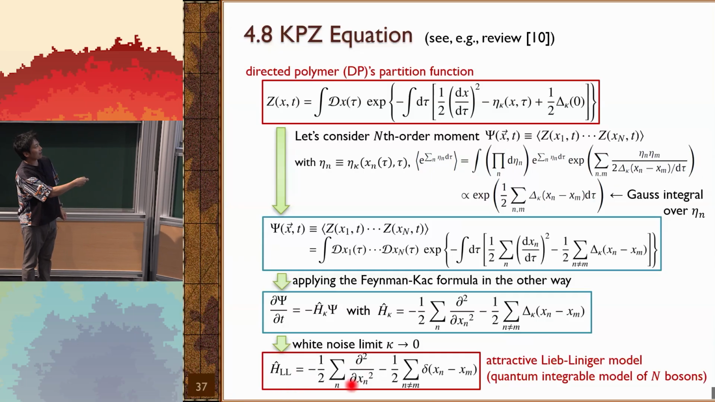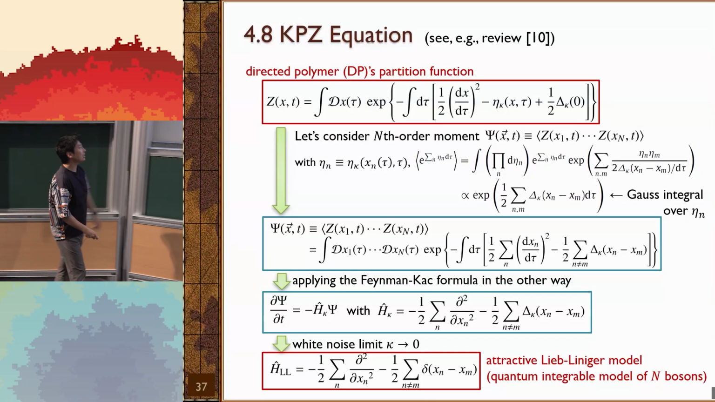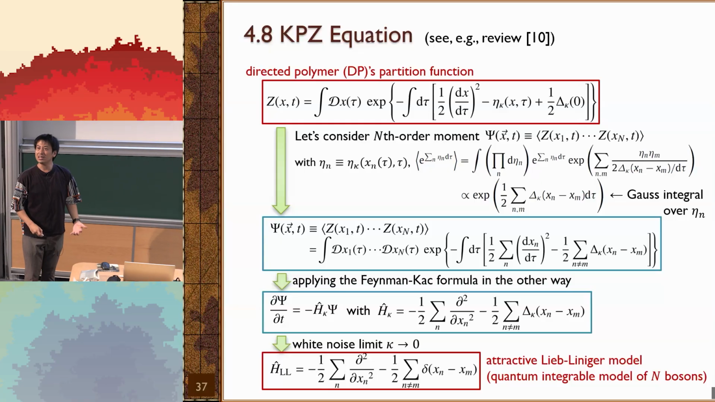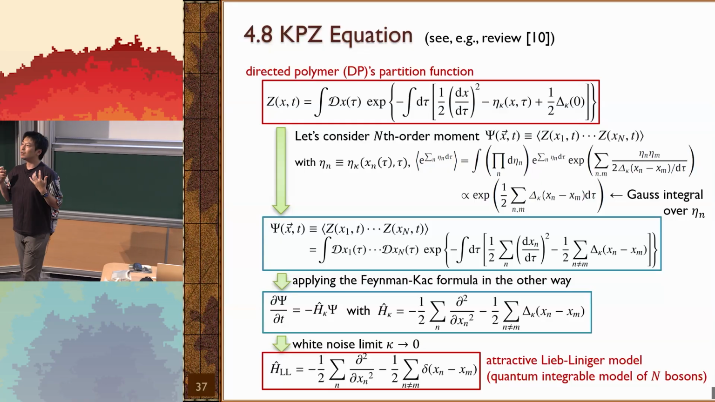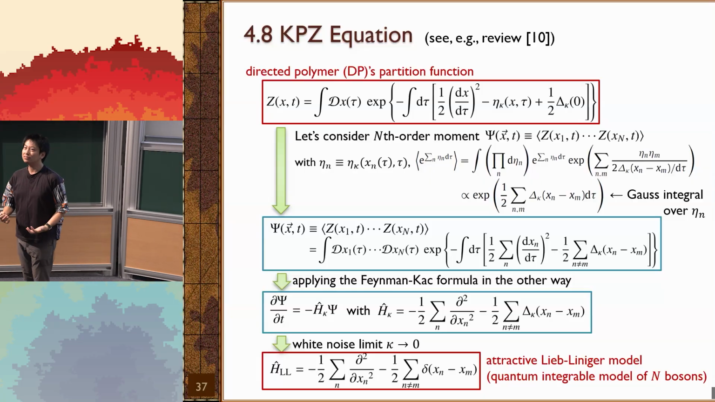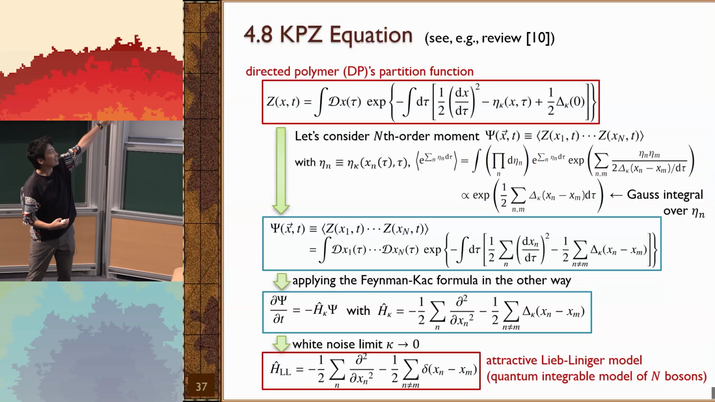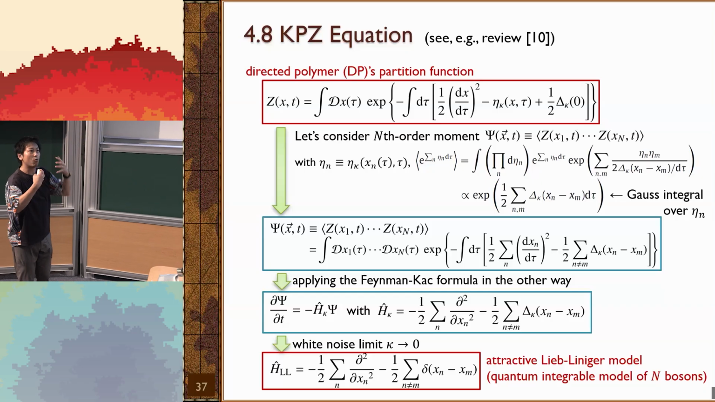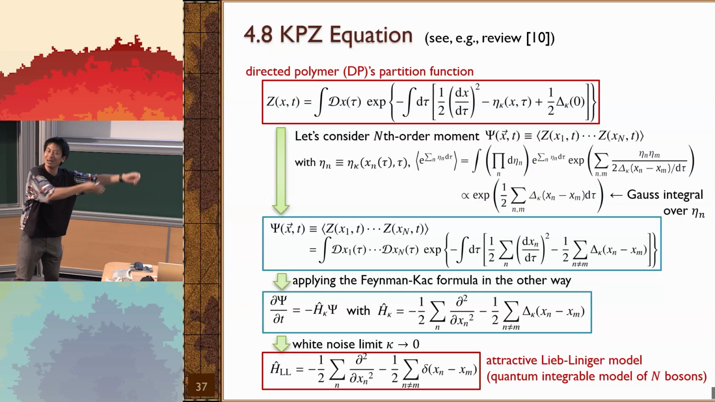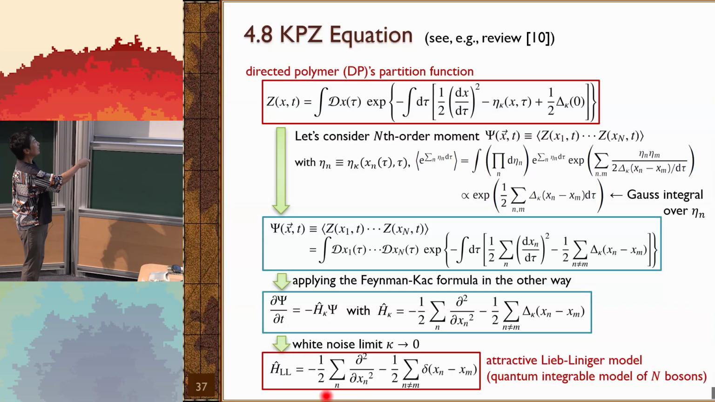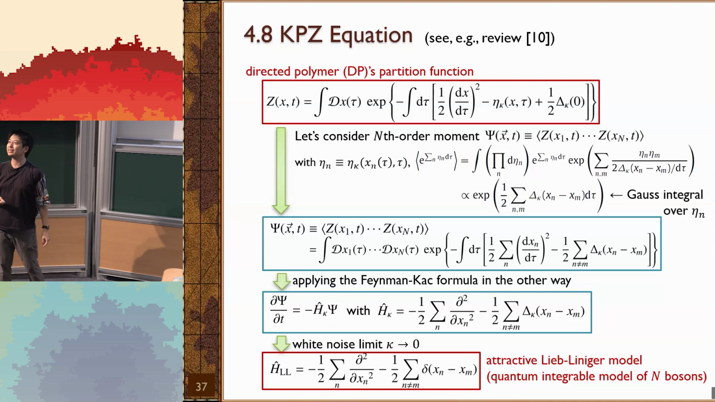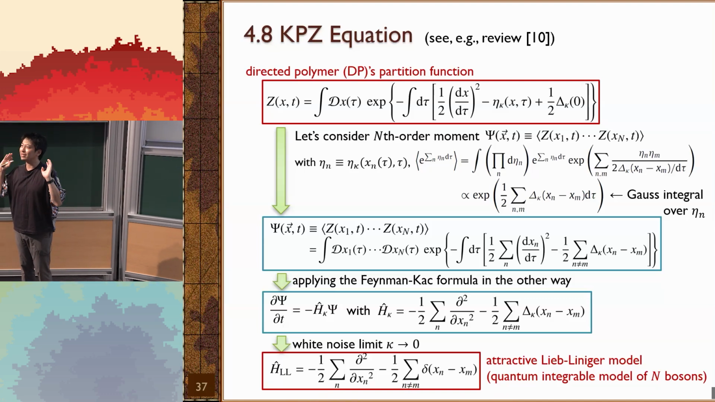It consists of the kinetic energy term, and the potential consists of delta functions. And actually, it is a famous model known under the name of the Lieb-Liniger model. The Lieb-Liniger model is famous as a quantum integrable model. And what we have done here is that I started from the KPZ equation and converted it by some multiple steps, and we ended up with this. So this is equivalent to the KPZ equation, or more precisely, the stochastic heat equation.